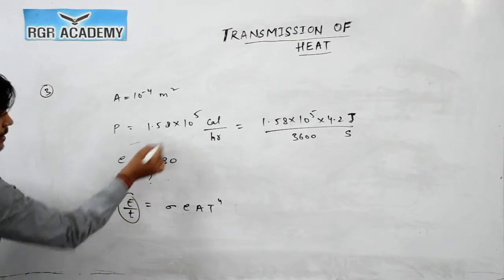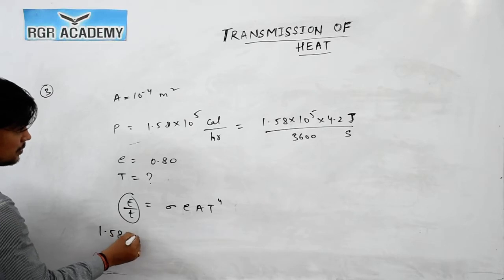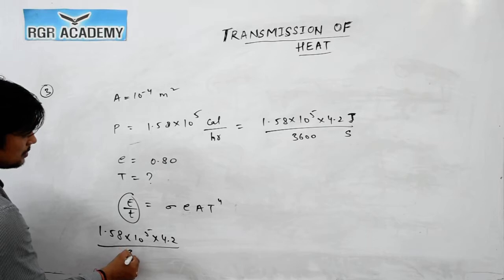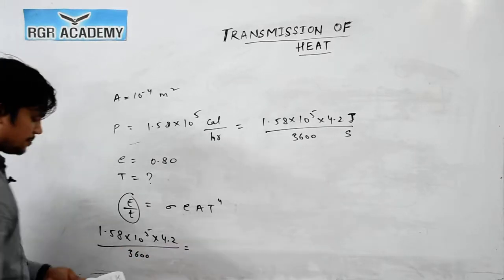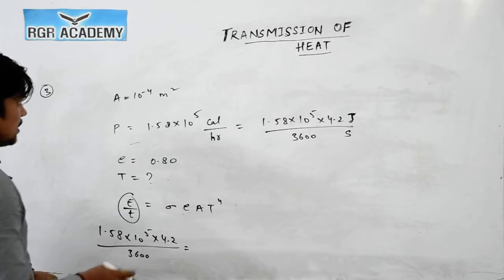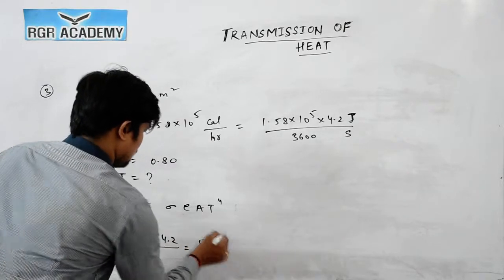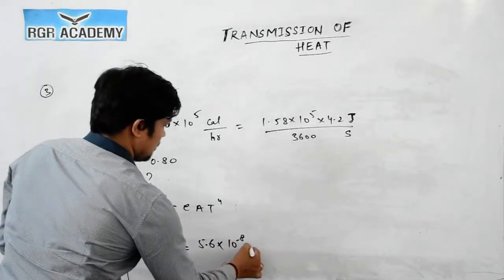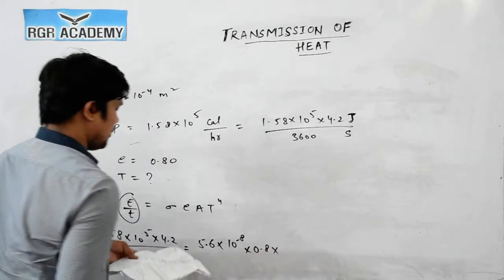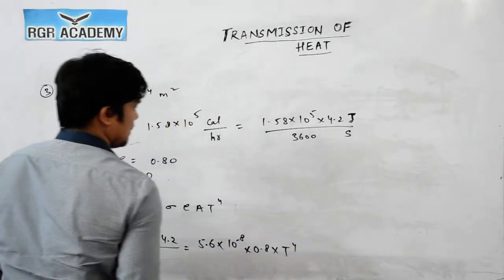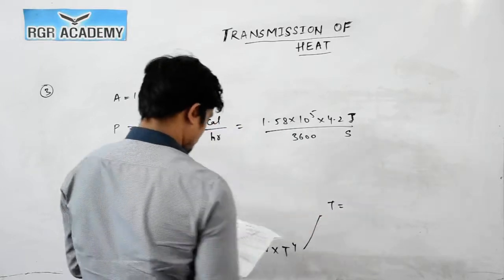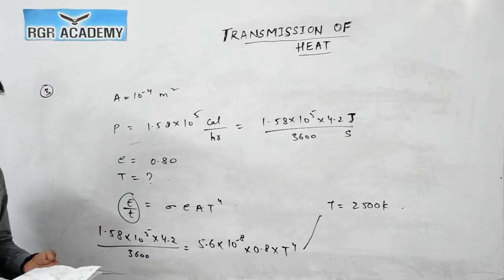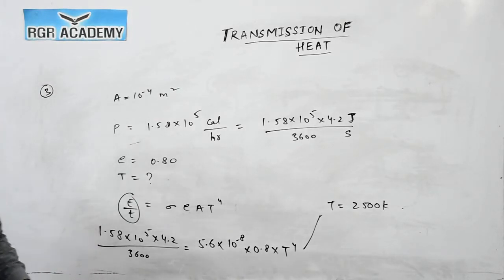So in place of this, we replace that value: 1.58 into 10 to the power 5 into 4.2 divided by 3600 is equal to sigma, the constant, whose value is 5.6 into 10 to the power minus 8, into emissivity 0.8 into t to the power 4. After solving this, the value of t you will get is 2500 Kelvin. The answer is 2500 Kelvin. Now question number 4.